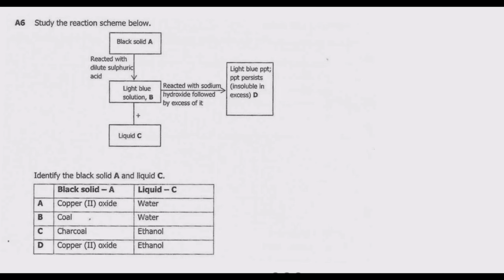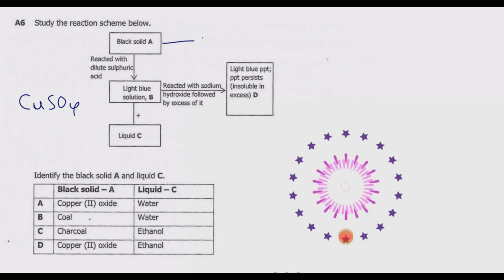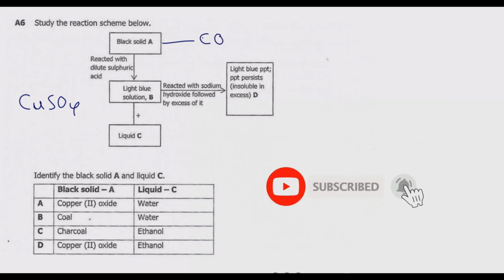So if you look at basically the color, this is a light blue solution. This one is basically the identity of copper sulfate. So this is copper sulfate. So if this is copper sulfate, basically this is a salt. So if B is a salt, what it means is this should be an oxide of copper, which should be basically a copper oxide. So this should be a copper oxide.